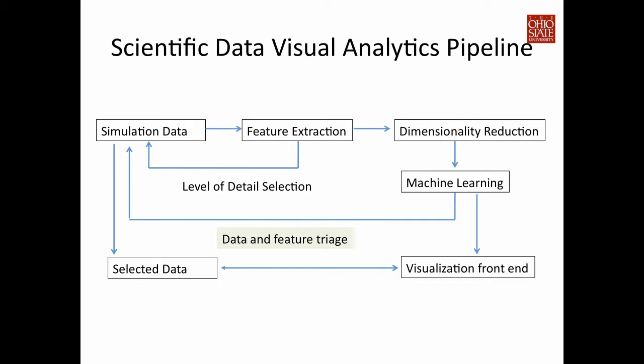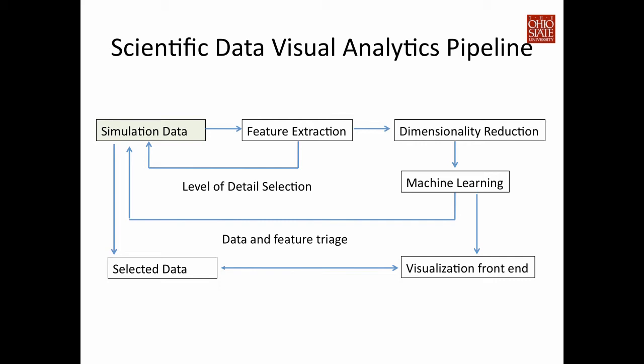The information we extracted from the data, the features, the feature vectors, and the machine learning classification result can be fed to the visualization front end. The user can make a decision based on all the information provided and go back to select interesting data from the original data sets and perform visualization and analysis.